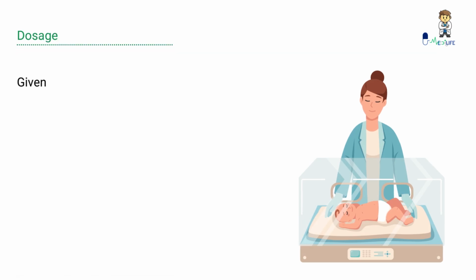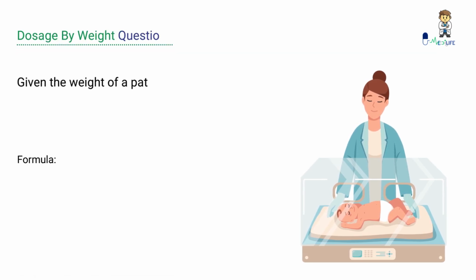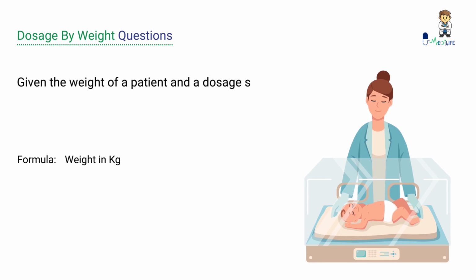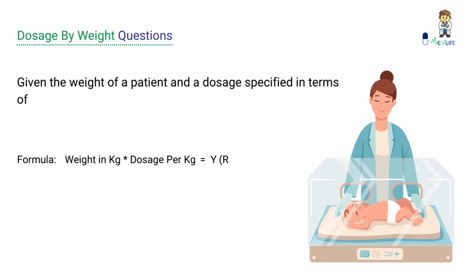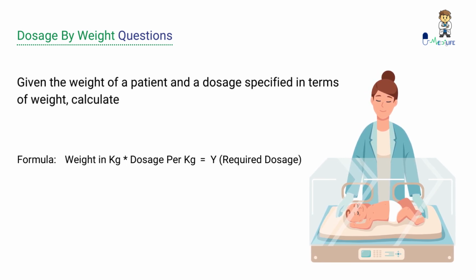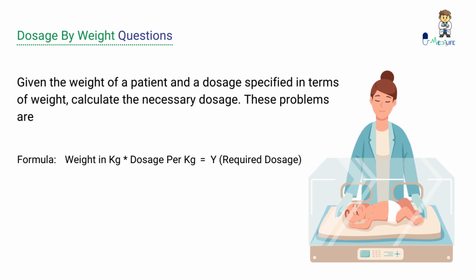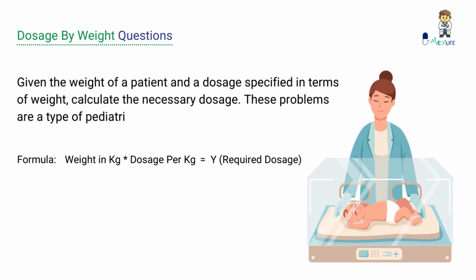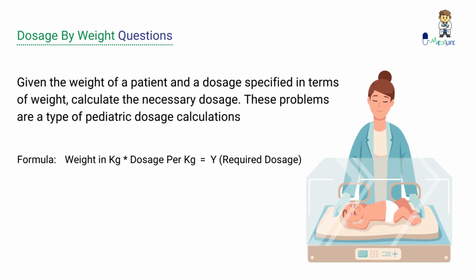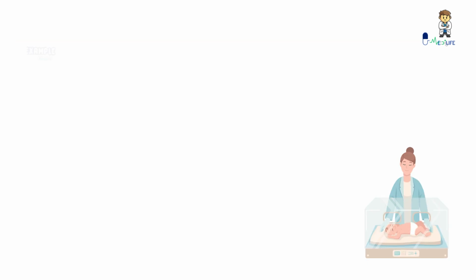For dosage by weight questions, given the weight of a patient and a dosage specified per unit of weight, calculate the necessary dosage. These problems are a type of pediatric dosage calculation. Use the formula: weight in kilograms multiplied by the dosage per kilogram. Go through the following example and see how it was solved.